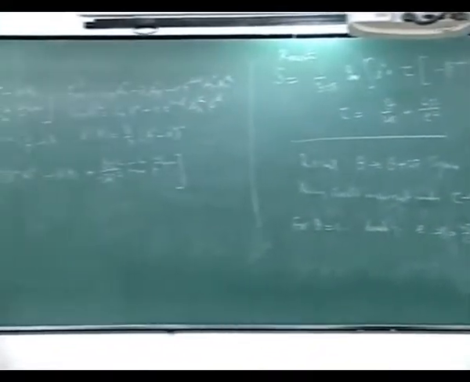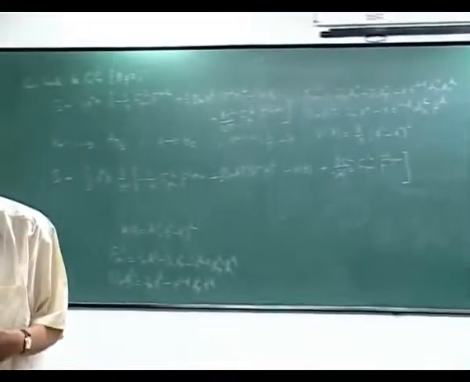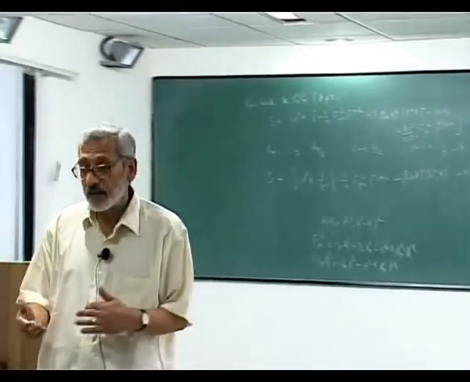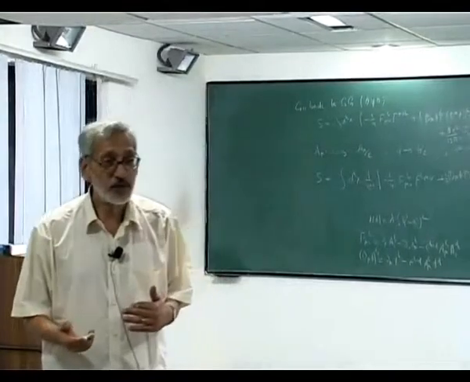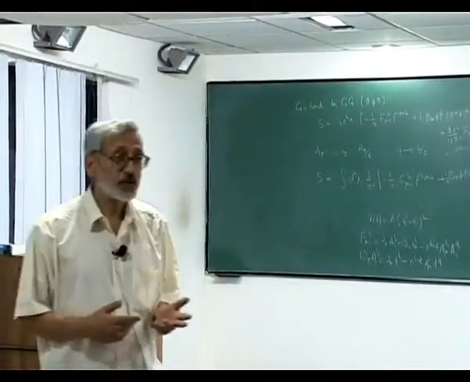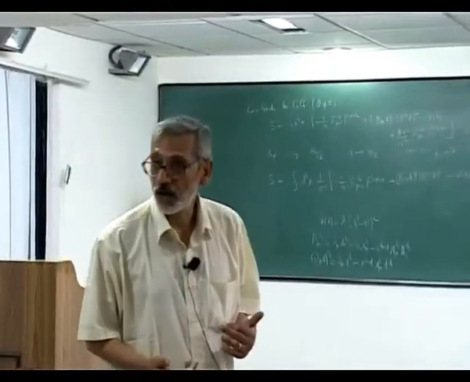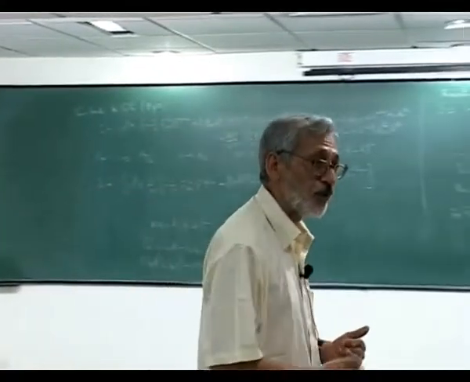So what does it mean? It means that electric and magnetic duality, E going to G duality, in this language is tau going to minus 1 by tau for theta equal to 0.